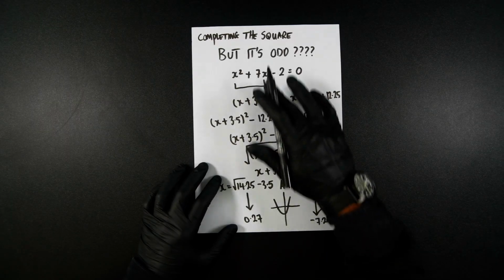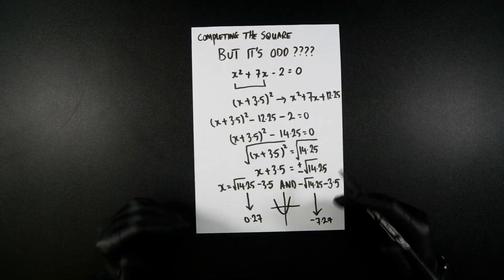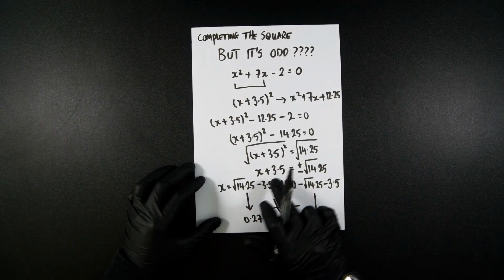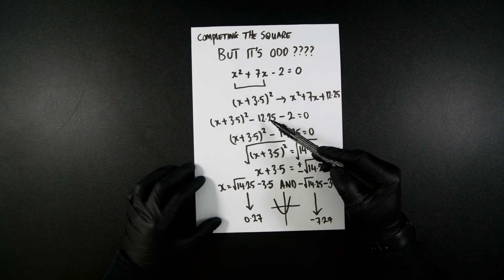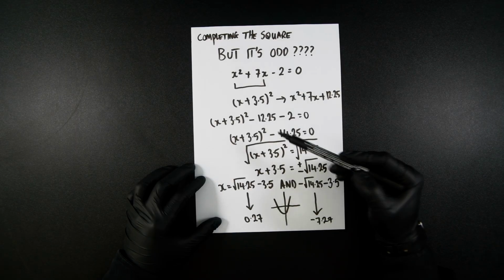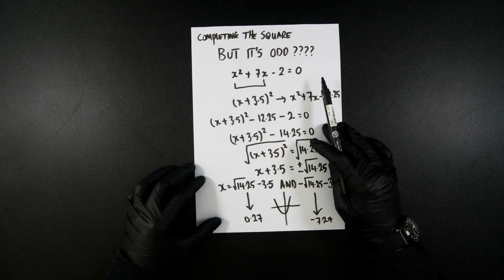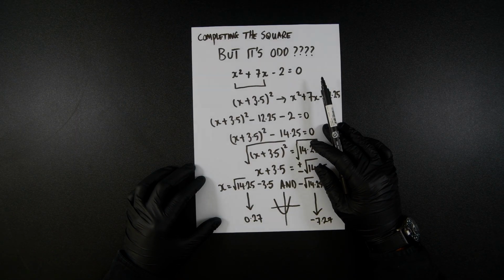So if you ever see something that is odd, it is exactly the same as if it is even. However, you're going to have to be very careful when you're expanding the brackets to get 12.25 and know how to do mental arithmetic if it is in a non-calculator paper.